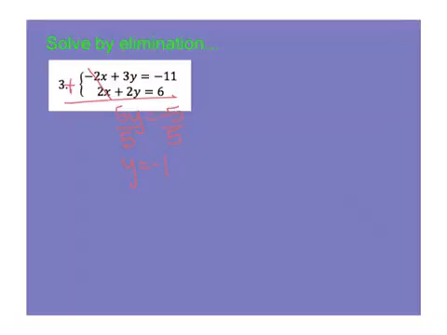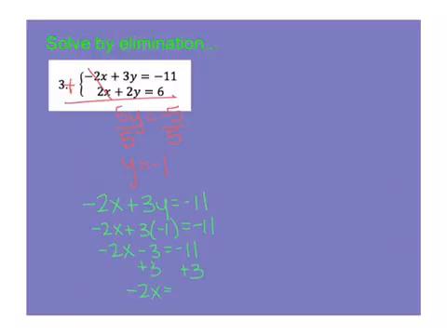So now I'm going to go back in and plug that in. Again, I'm going to use the top equation. It doesn't matter, but you want to use one of the original ones. So I'm going to plug the negative 1 in for the y value. So I get negative 2x plus 3 times negative 1 equals negative 11. So negative 2x minus 3 equals negative 11. We're going to solve for x. In which case I'm going to get x equals a positive 4. So my solution again is going to be 4, negative 1.